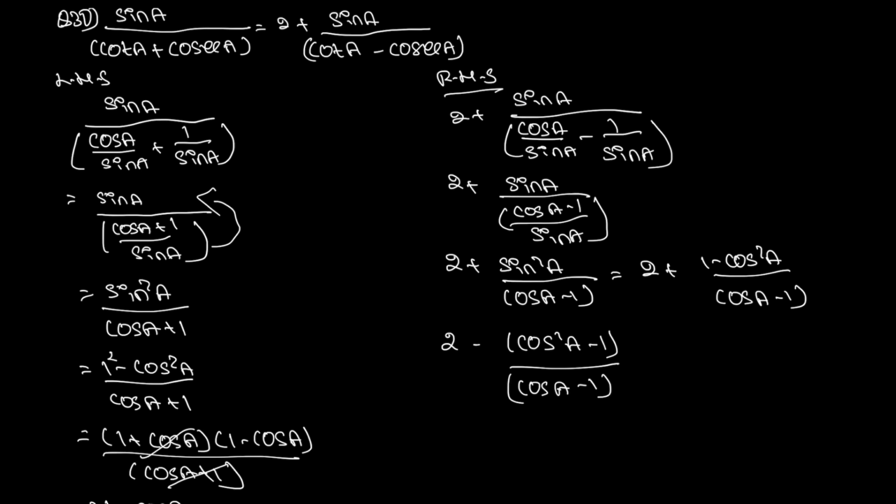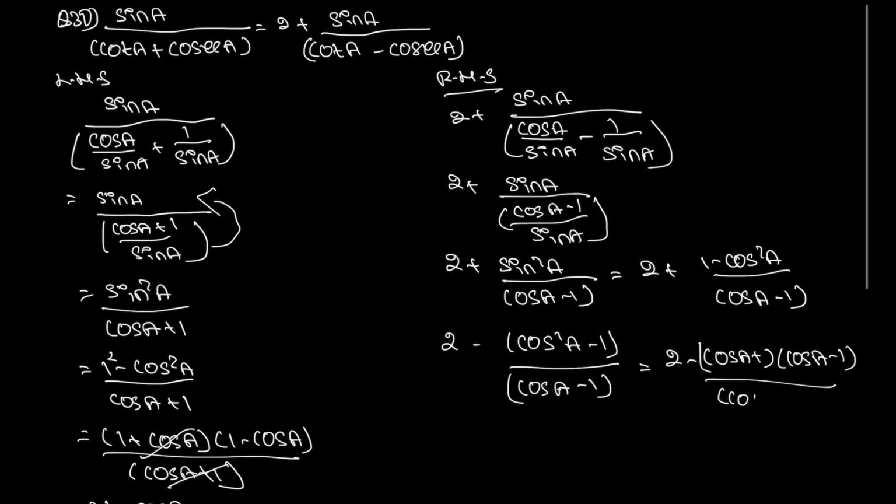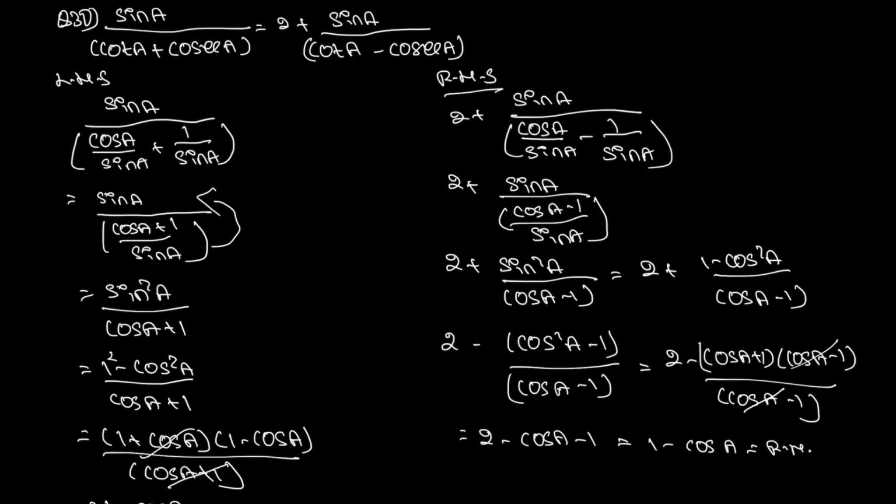To get the same term, we are taking out the minus sign as a common term here. Now again this we can write in the form of A plus B into A minus B again by cos A minus 1. Here cos A minus 1 gets cancelled. Here we'll be having 2 minus cos A minus 1, which is nothing but 1 minus cos A. This is our simplified RHS value. So here we got the same simplified values. Therefore, LHS is equal to RHS.